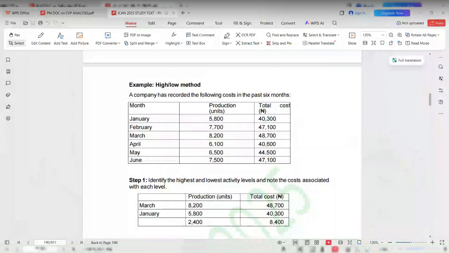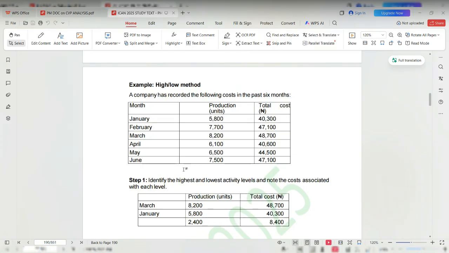Activity level. So as we can see in our question, we have 84 and 24. So we say 8400 divided by 2400. Whatever you have is your cost per unit, your variable cost per unit. So now, having gotten our variable cost per unit, we can substitute it into that equation to separate our cost.